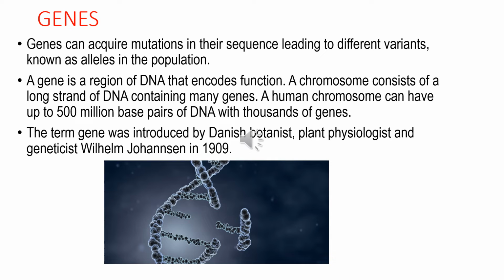A gene is a region of DNA that encodes function. A chromosome consists of a long strand of DNA containing many genes. A human chromosome can have up to 500 million base pairs of DNA with thousands of genes. The term gene was introduced by Danish botanist, plant physiologist, and geneticist Wilhelm Johansen in 1909. You can see here the structure of the gene.